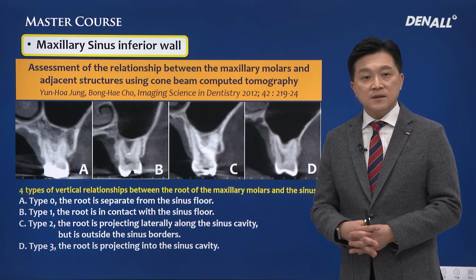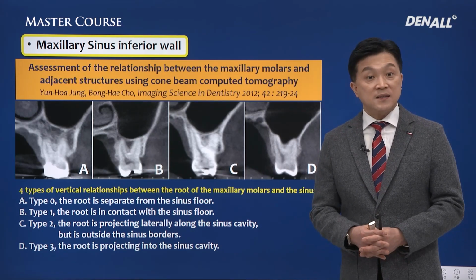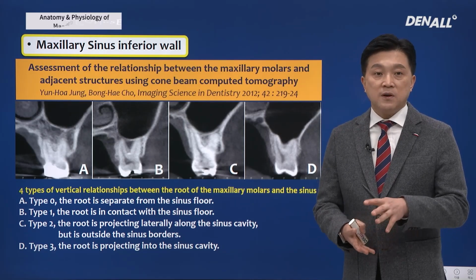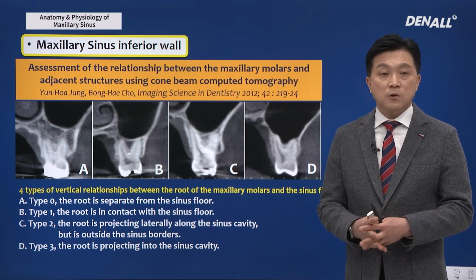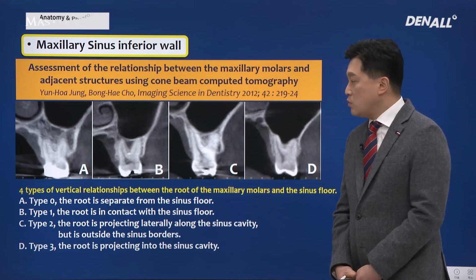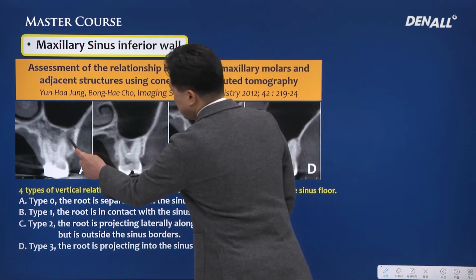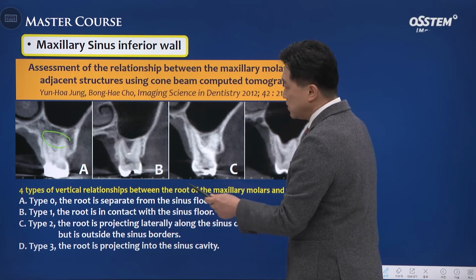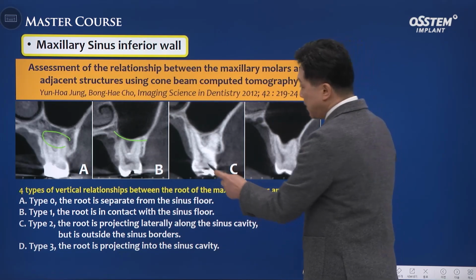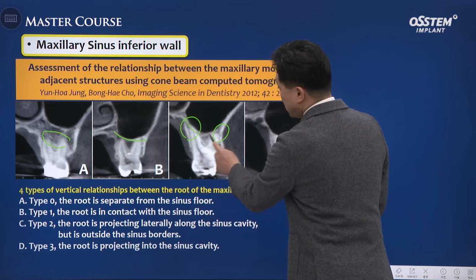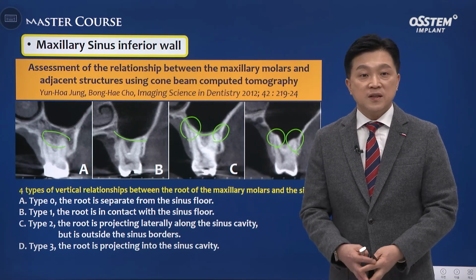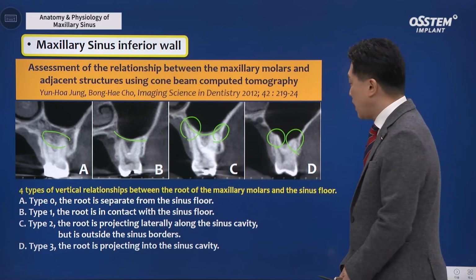If you look at the journal, it talks about correlation between sinus wall and teeth. Based on the correlation between the inferior wall and teeth, we can indirectly anticipate the irregularity of the inferior wall of the sinus. There can be 4 different positional relationships. First, the root and sinus are separate. Second, the root is in contact with the sinus floor, however, there is no projection. Third, the root is projected laterally along the sinus cavity but is outside the sinus borders. Fourth, the root is projecting into the sinus cavity. We can largely divide it into these 4 types.